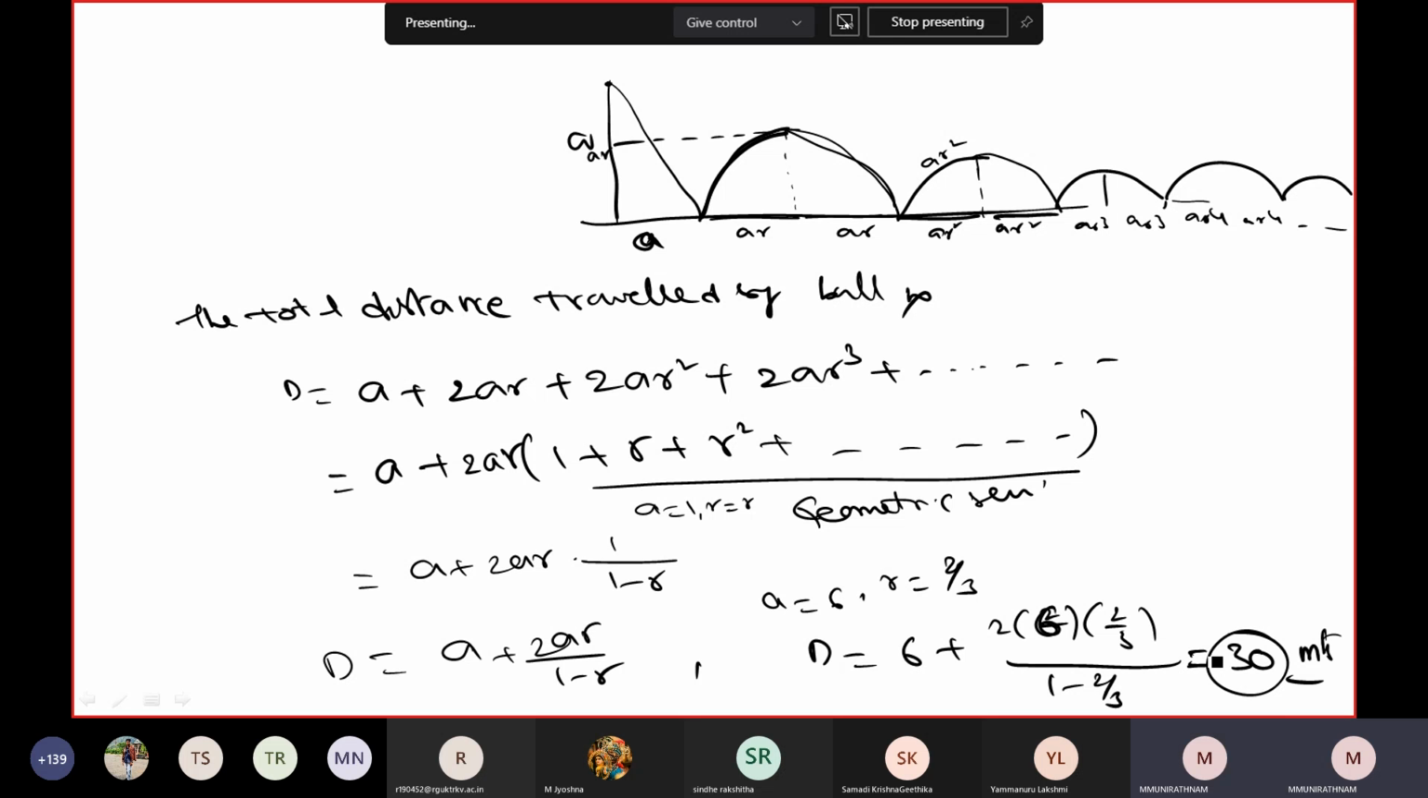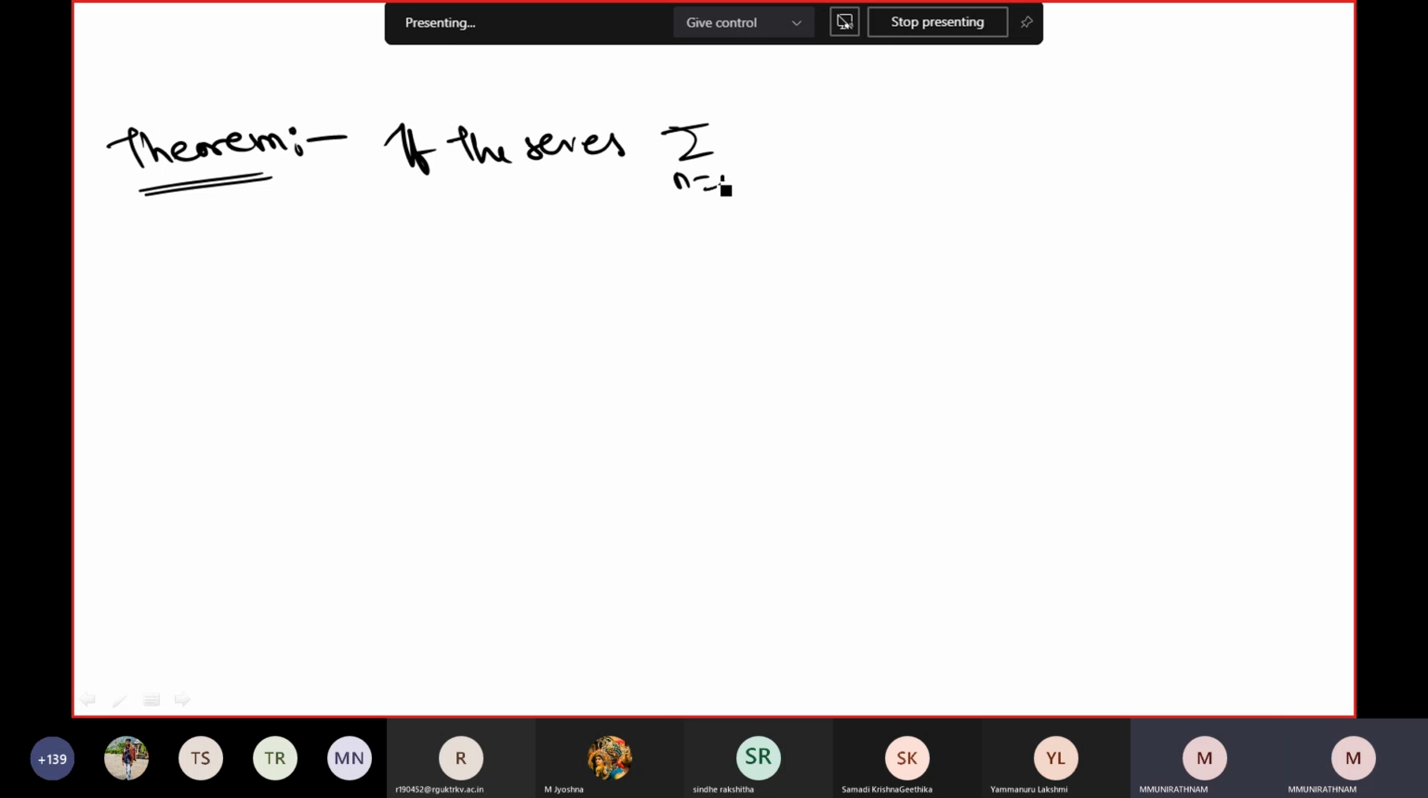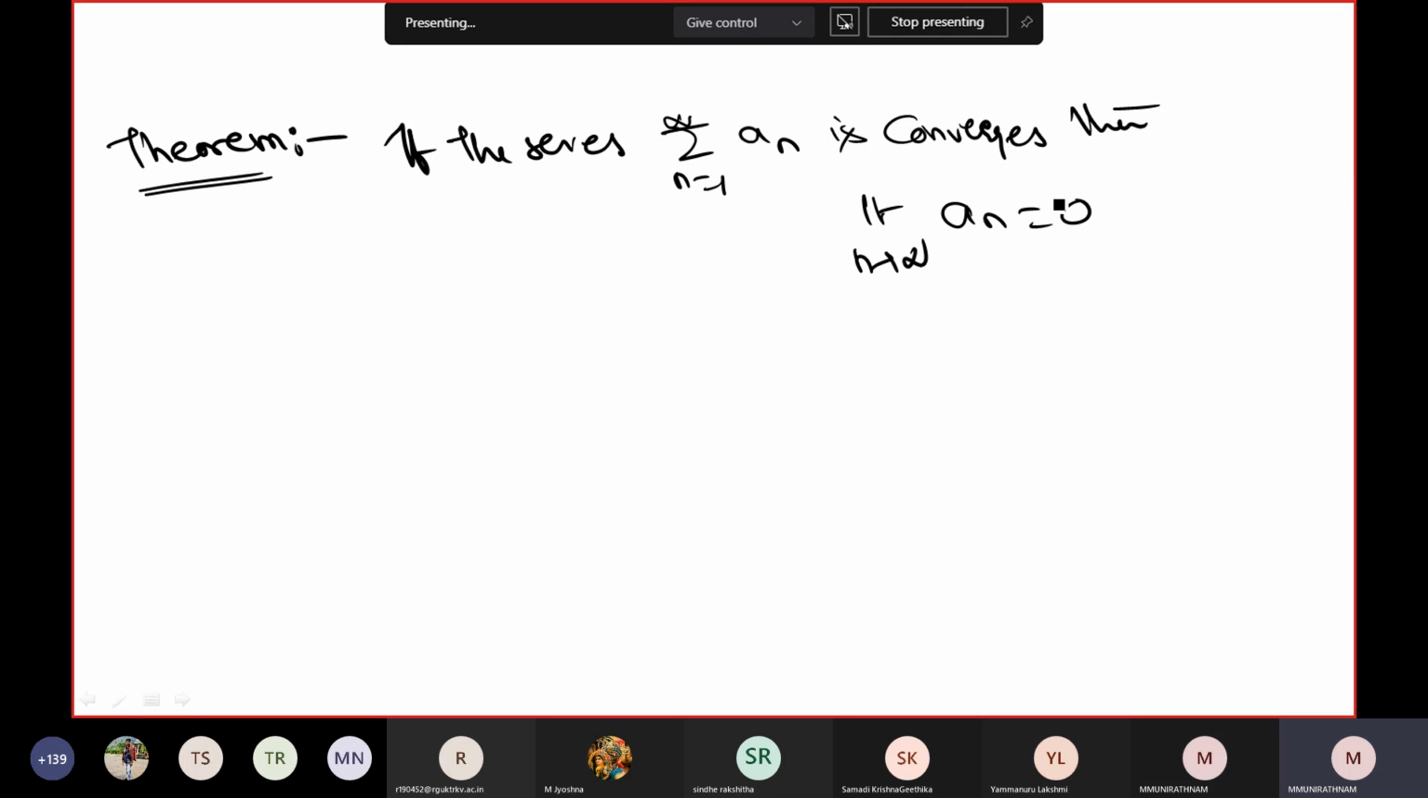So we used the sequence of partial sums to check whether a series is convergent or not, right? Similarly here, write down the theorem. If the series summation n equal to 1 to infinity a n converges, then limit n tends to infinity a n will be 0. So write down the statement.